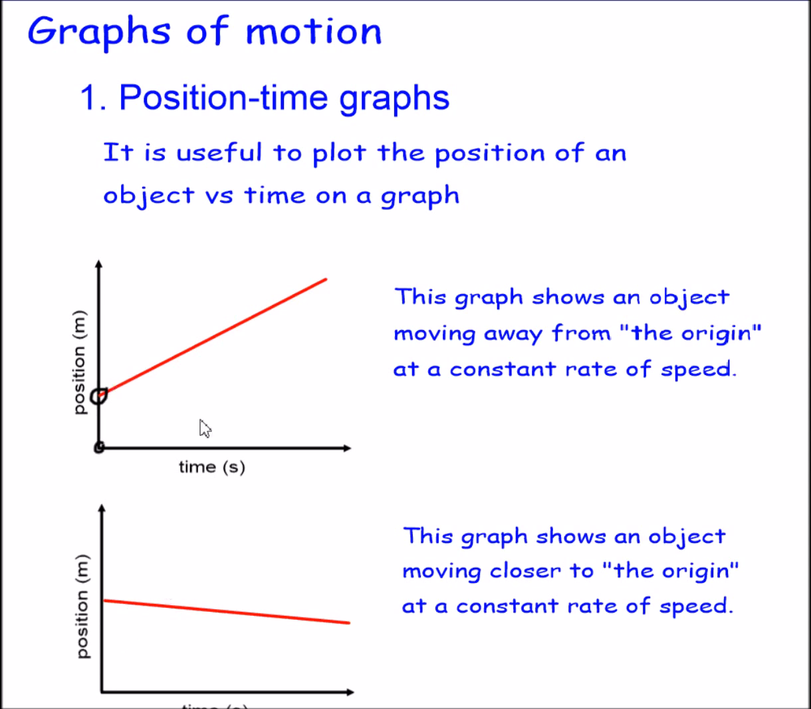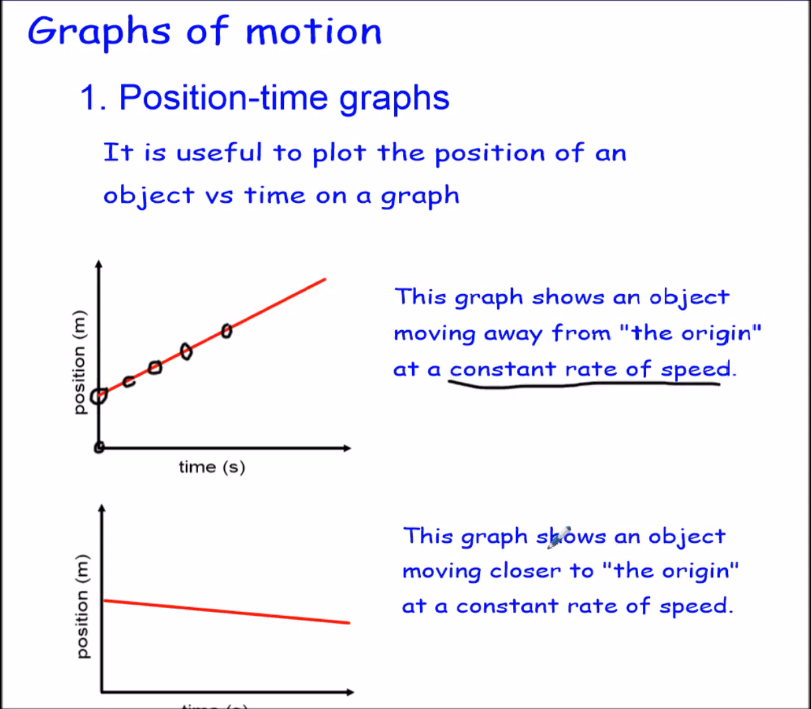If I wanted to show the object starting at the origin, then my graph would have been like this instead. But back to the original graph, as time goes by, the object moves to distances further away from the origin. So we would say that this is an object moving in the positive direction away from the origin, and because this rate of change is constant, we would say that it moves at a constant rate of speed.